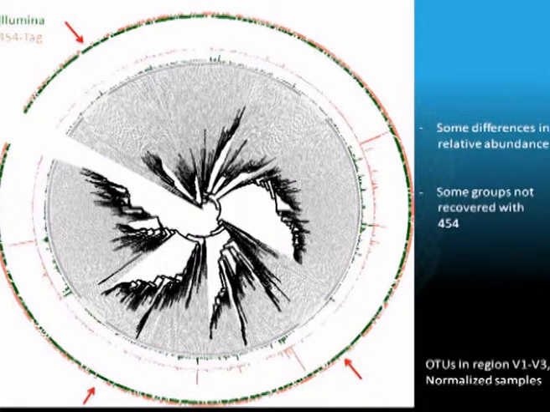What is more interesting is that you see some areas, like here or there, which are small groups, or even lineages of bacteria, that are recovered with Illumina and are not really present with 454. So you can think of a sort of bias by the primer.